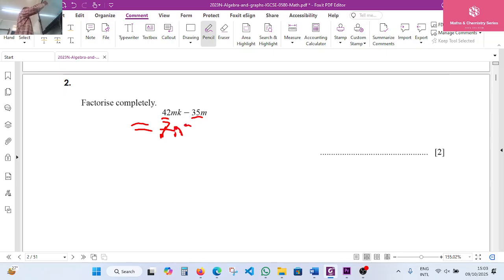Then the next step will be building the brackets. When we divide 42mk by 7m, we divide 42 by 7 to give us 6. Then m by m cancels, so we end up having 6k. When we do the same to the next part, where we start by putting the negative sign, 35 divided by 7 gives us 5, m divided by m cancels, so that will be our final solution.